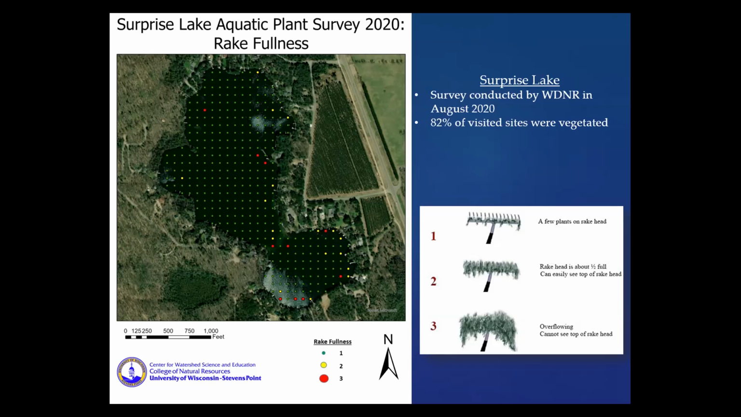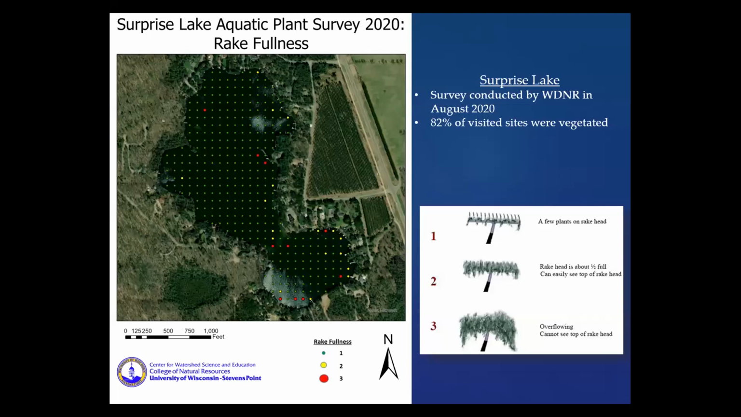Each time we pull up that rake, we give it a 0, a 1, 2, or a 3, depending on how much mass of plant material is on that rake. Of course, a 3 would be a heaping full rake. A 0, nothing comes up on that rake. So here, this shows the rake fullness for Surprise Lake.